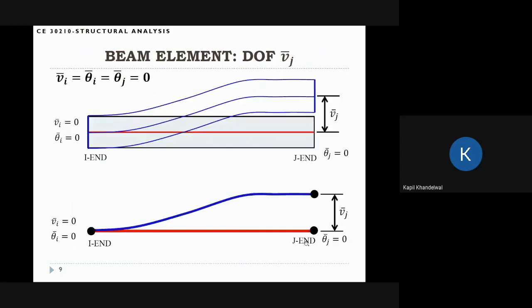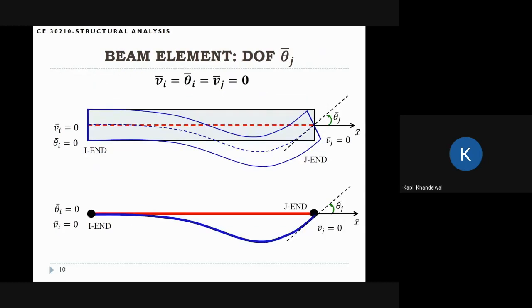And similarly, this is Vj. Again, I'm just representing the central axis. You can see that in this case, only Vj is non-zero. The other degrees of freedom are 0, just to show you the idea. And this is the last degree of freedom, theta j. Theta j is the rotation at the j end. So the section here is rotating, but there is no vertical displacement at this section. And at the i end, both the degrees of freedom are 0. This is how you can visualize it if we just want to draw the central axis. I'll just represent it with the central axis because it's simple to draw.